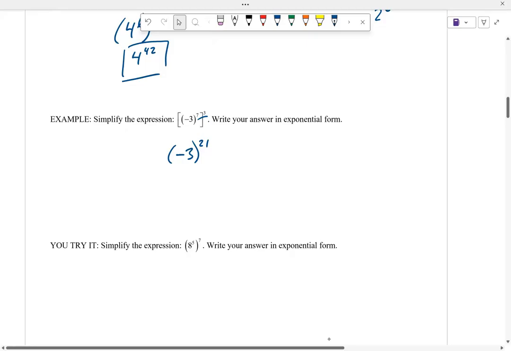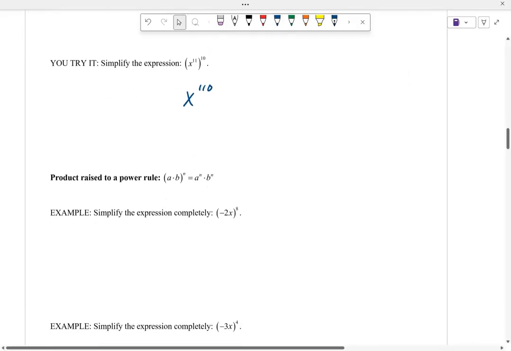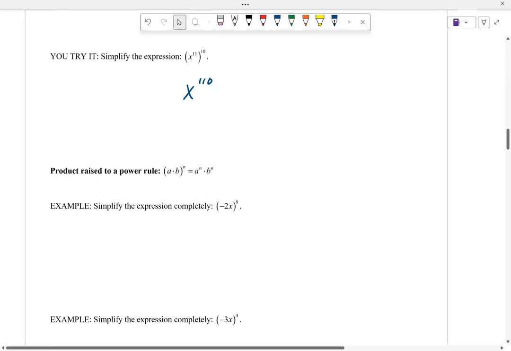Go ahead and try that one. We got 8 to the 35 there. Yeah, good. 72. 110, 11 times 10. And this was called power of a product.